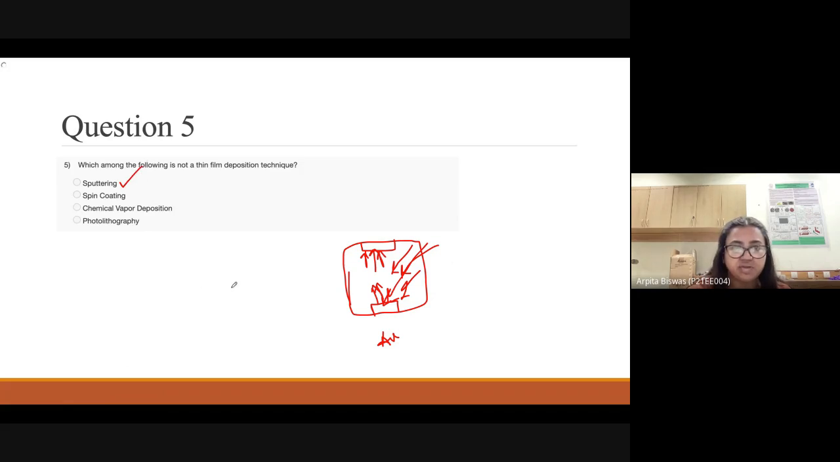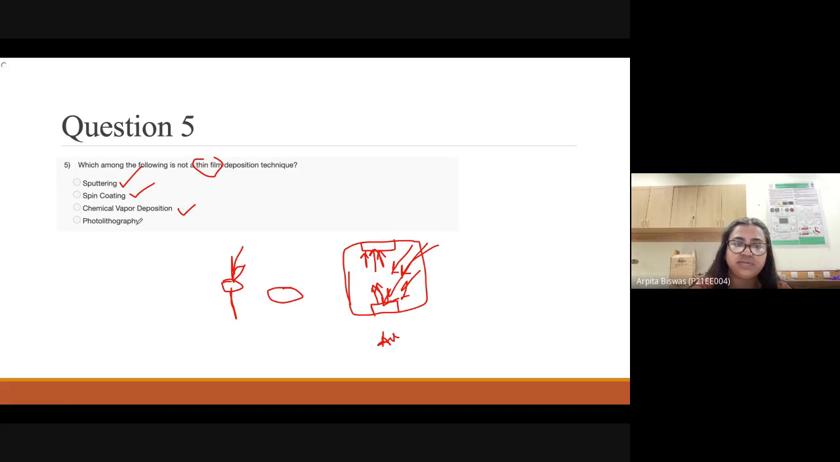Spin coating: there is a spinner, and here we place the sample, and it is moving, and here we drop some liquid sample. It spreads over the sample, and when it dries out, it behaves like a deposited, spread layer, like a thin film. So spin coating is also a process, and then chemical vapor deposition. Yes, of course, using chemical vapor deposition, we can deposit a thin film.